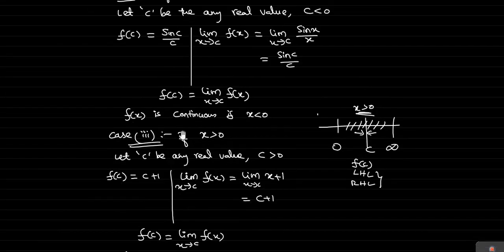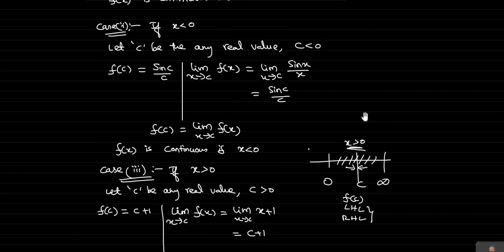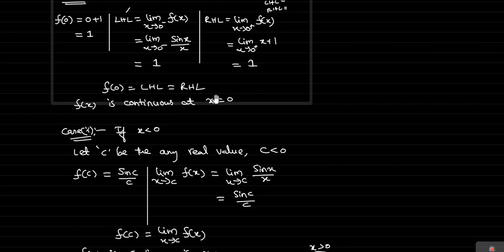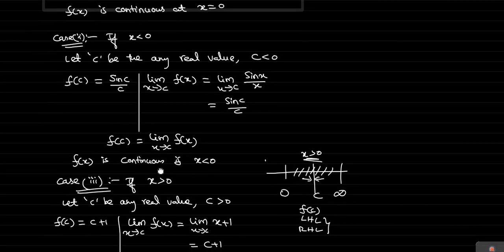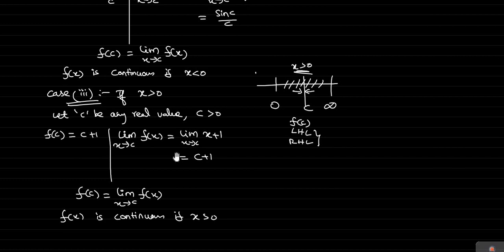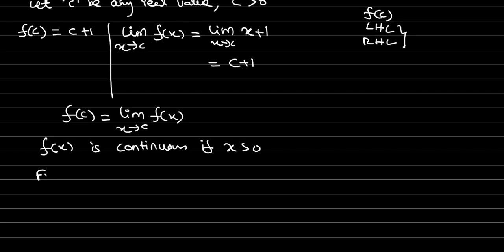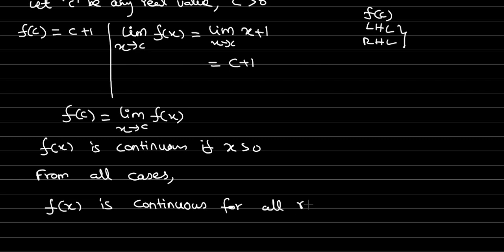Now actually in all the three cases we covered throughout the real line, we checked the continuity. So what is the final conclusion that we can have? At x equal to 0, function is continuous. If x is less than 0 also, function is continuous. If x is greater than 0 also, function is continuous. So altogether we can say that the function f of x is continuous throughout the real line. Okay, from all cases, what is the final conclusion? F of x is continuous for all real values.